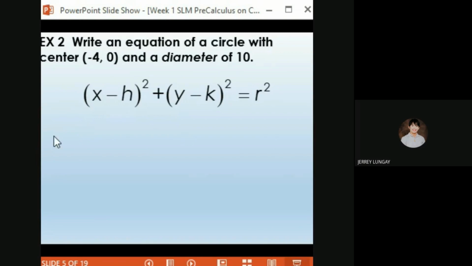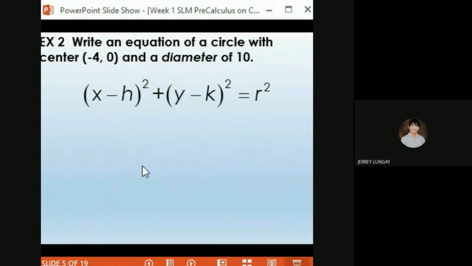Okay, very good. Next question, class, what is the center of the circle? The center is already provided on the slide. What is it? Negative 4, 0. Okay, not Cindy, but Lian Rosales. Lian Rosales answered negative 4, 0.